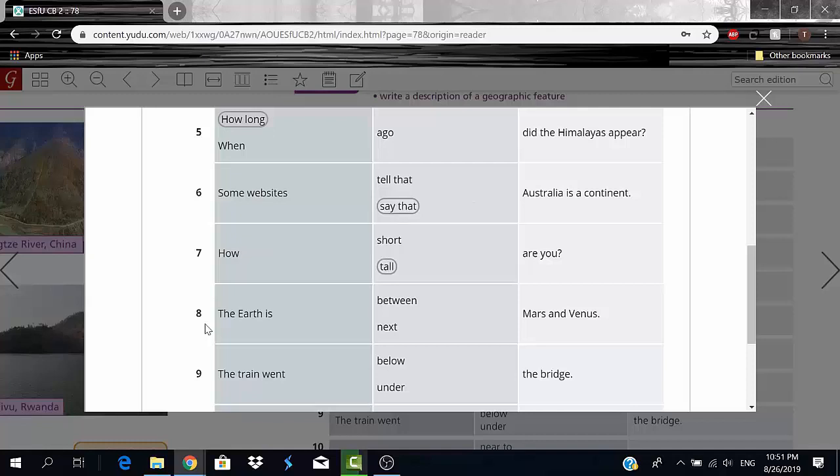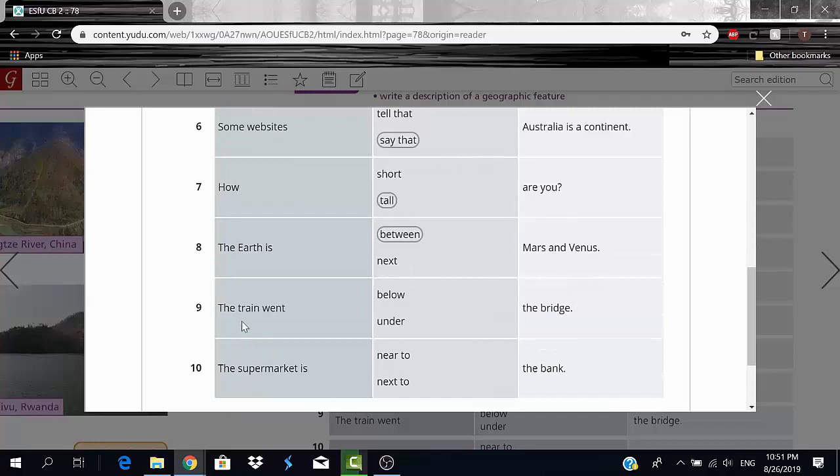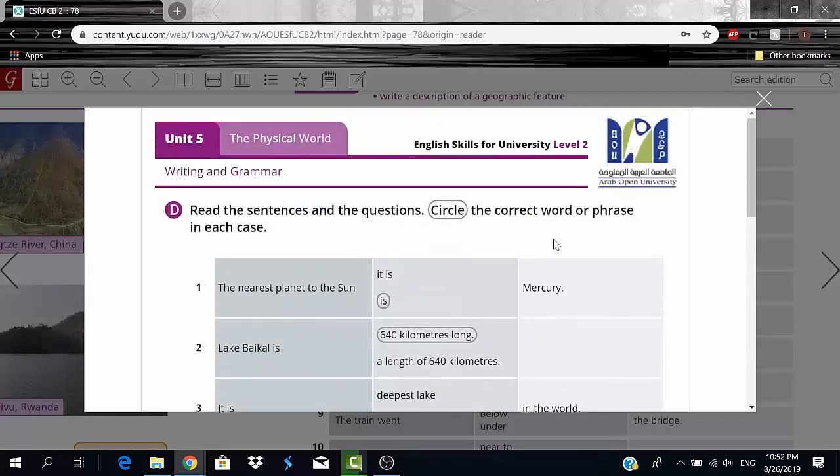Then we have number 8. The Earth is between Mars and Venus, or between two things, right? So Mars and Venus. Then we have 9. The train went under the bridge. Okay? And finally, number 10, the supermarket is next to the bank. Okay, you guys? This is a really simple exercise.